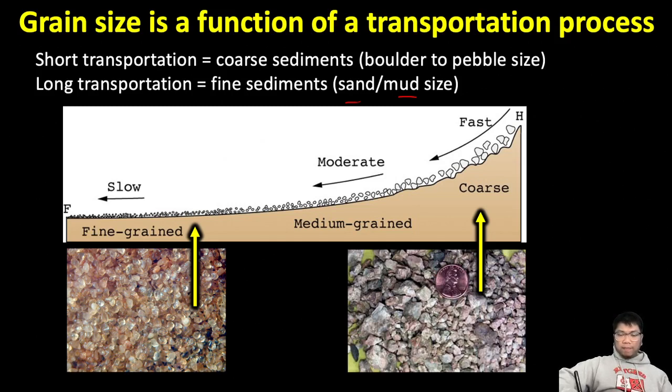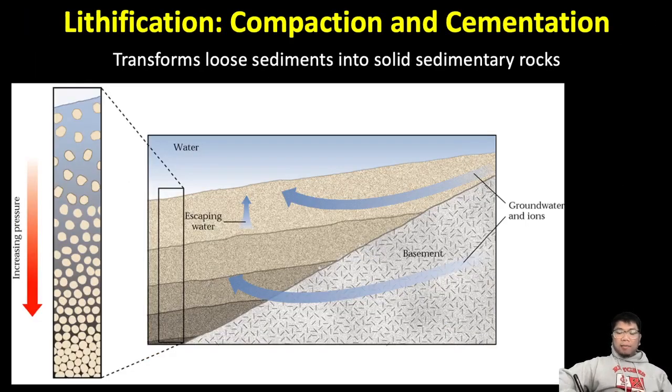Short transportation will produce coarse sediments, whereas long transportation will produce fine sediments, like in this region right here. And the last process is called lithification, and it involves two major processes, including compaction and cementation. But lithification itself is a process of transforming loose sediments into solid sedimentary rocks.